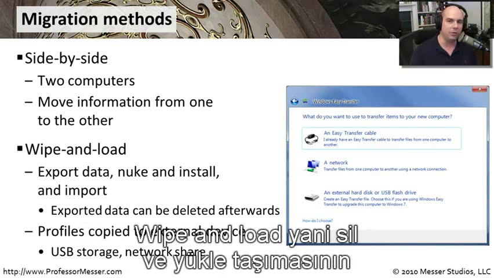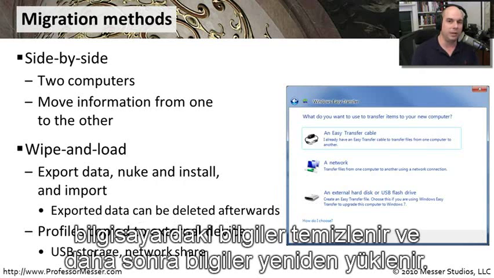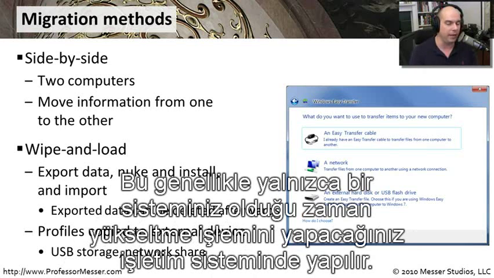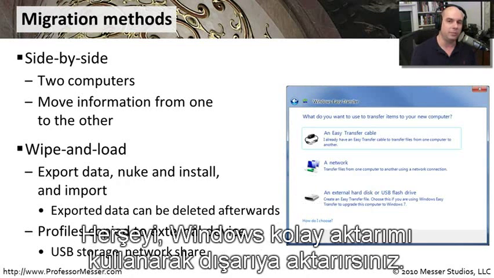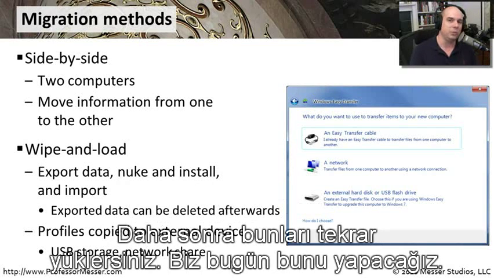A wipe and load migration is very much like the name sounds. We're going to take information migrated off of a computer, wipe that computer clean, and then reload the migration. This is often done when you might only have one system. You'd like to upgrade the operating system. You would export everything with Windows Easy Transfer. You would export it all to a hard drive. You would do a full and complete clean installation on that machine, and then you would reload it.